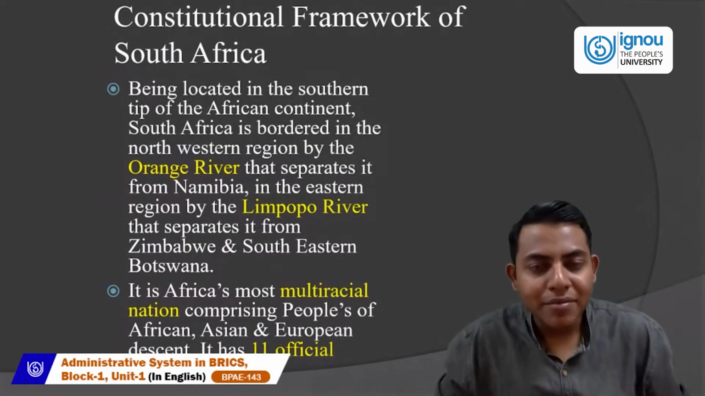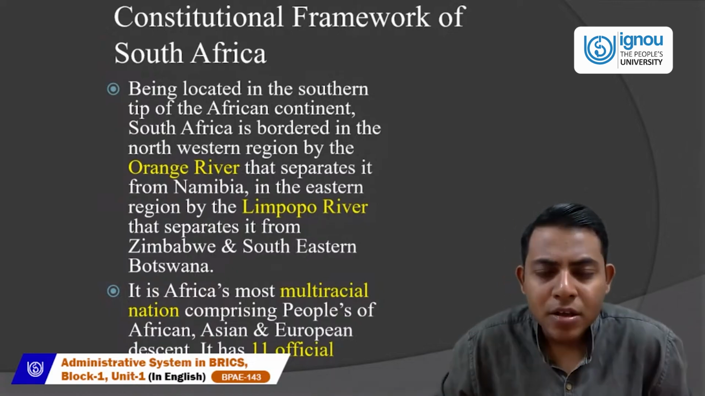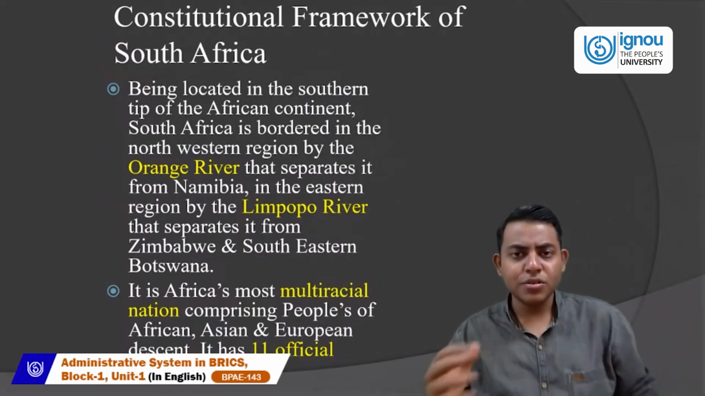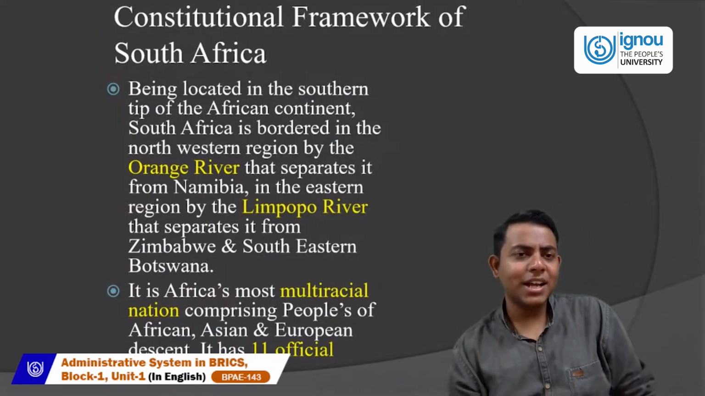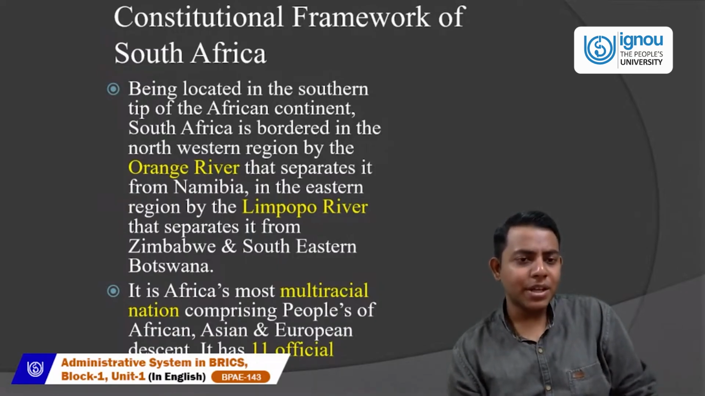So now we have completed the discussion on the Constitution of China. So far we have discussed the constitution of four countries today, that is Brazil, Russia, India, and China, which form part of BRICS. Now let us discuss the constitutional framework of South Africa, which is the final country of BRICS.